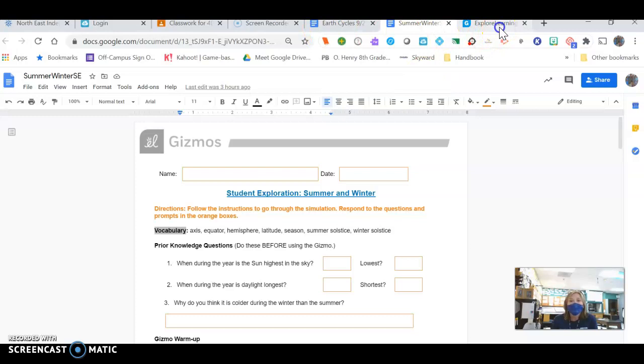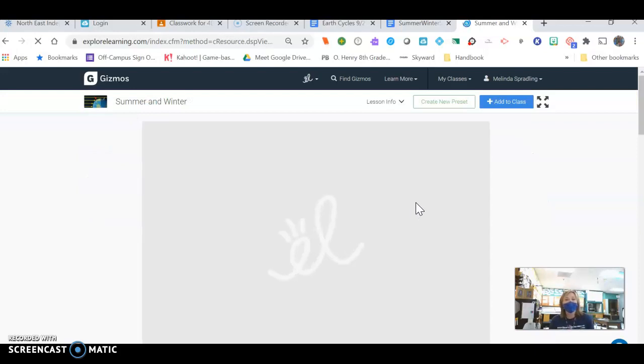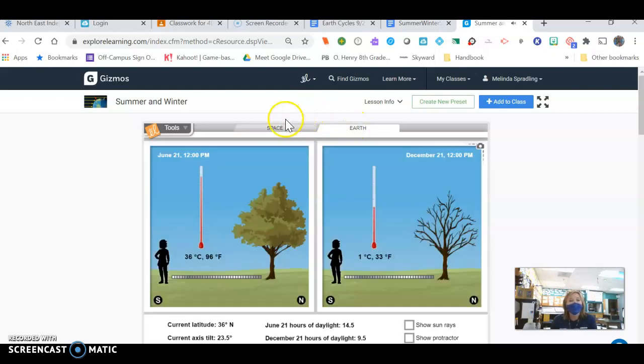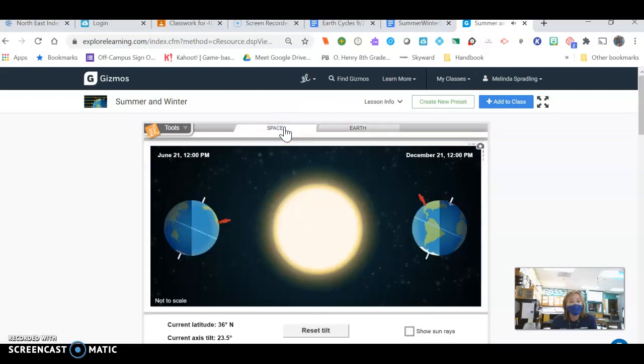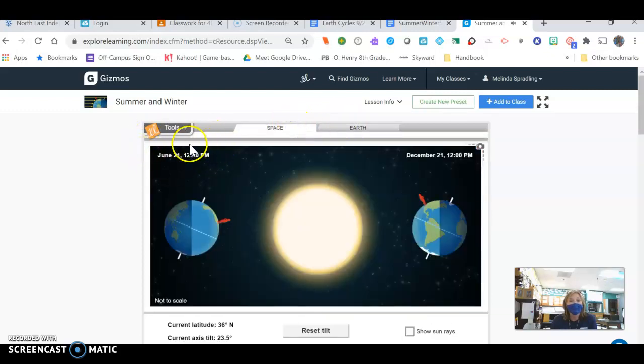So you're going to go into that Explore Learning account that you have, and you will have one gizmo that is listed. Now, I'm in the teacher view, and you are going to click Launch. You're going to be going back and forth between the 2 tabs, and when this loads here, you're going to have 2 views. You're going to have a space view and an earth view. So this is what it looks like from space. This is what it looks like from earth, and it gives you the dates, June 21st and December 21st.